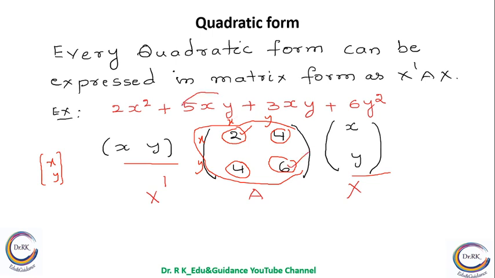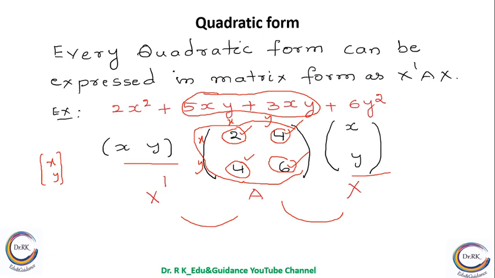Now we have to divide this in half, that is 4 here and 4 here. So this term is 4xy, this term is 4yx, both are the same. So 4yx plus 4xy is nothing but 8xy. We can verify this: we know how to multiply these matrices, and multiplying with this matrix, we get 2x square plus 5xy plus 3xy plus 6y square. Like this we have to convert the given quadratic form into matrix form.